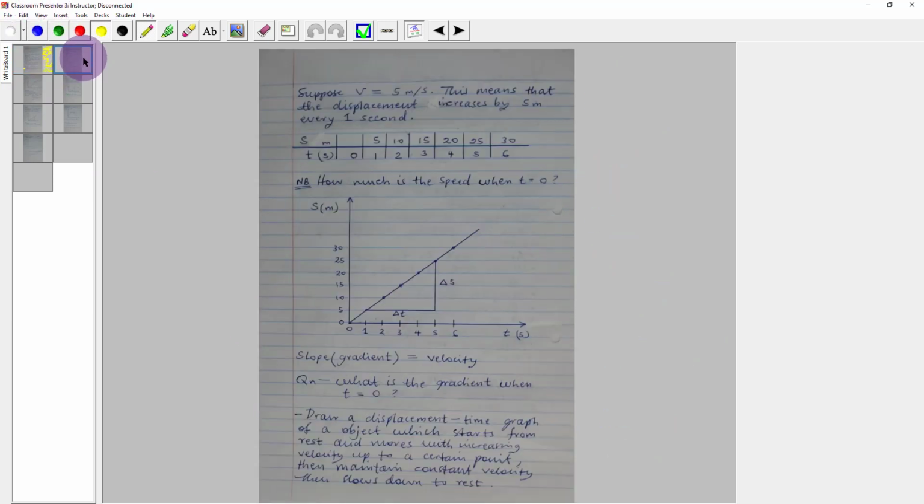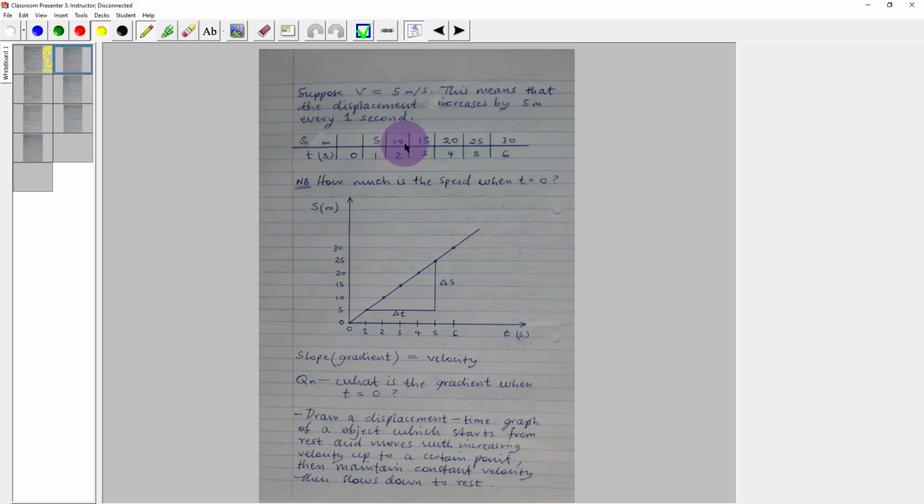Let's look at an example. Suppose we are told that the velocity of an object is 5 meters per second. This means that the displacement of the object increases by 5 meters every second. So for example, after 1 second, we expect the displacement to be 5.